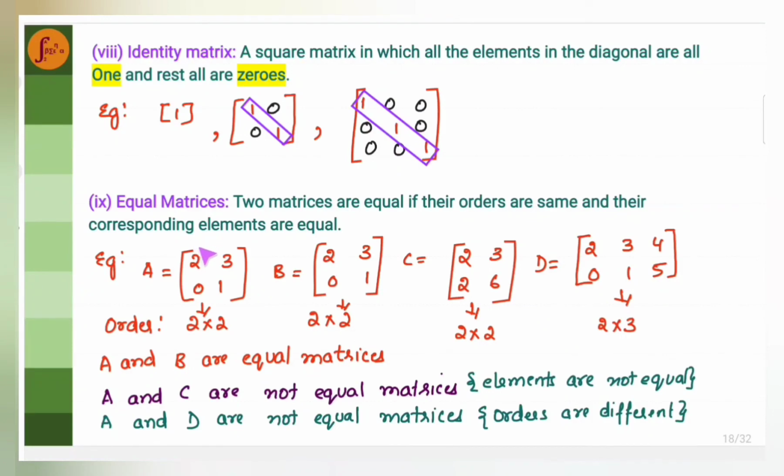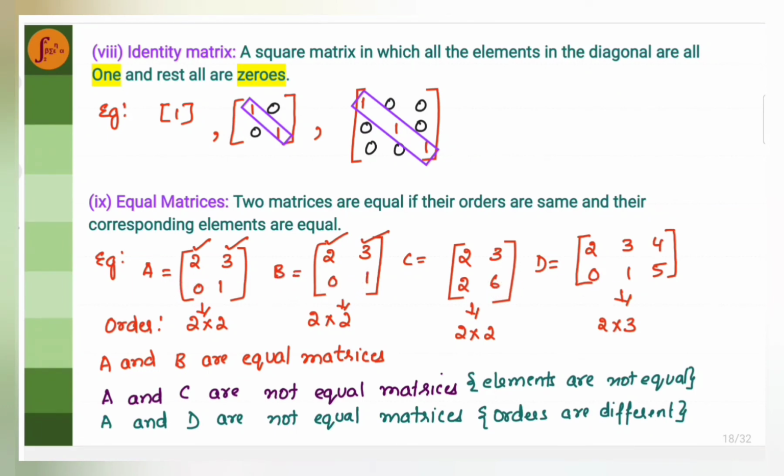Elements, corresponding elements. Corresponding elements means this is the first element. First element of matrix A and first element of matrix B should be same. Similarly, second element of matrix A and second element of matrix B should be same. So this is what we call corresponding elements, right? So if you take the element here in one position, the element in the other matrix in the same position should be same. So here we can say A and B are equal matrices, or A is equal to B.